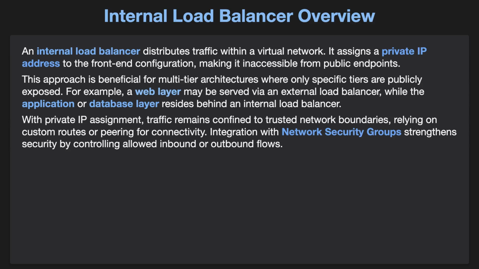An internal load balancer distributes traffic within a virtual network. It assigns a private IP address to the front-end configuration, making it inaccessible from public endpoints. This approach is beneficial for multi-tier architectures where only specific tiers are publicly exposed. For example, a web layer may be served via an external load balancer, while the application or database layer resides behind an internal load balancer. With private IP assignment, traffic remains confined to trusted network boundaries, relying on custom routes or peering for connectivity. Integration with network security groups strengthens security by controlling allowed inbound or outbound flows.